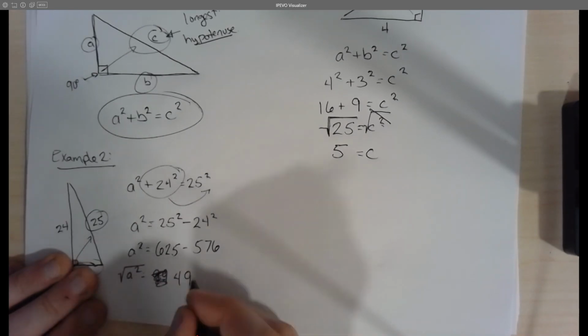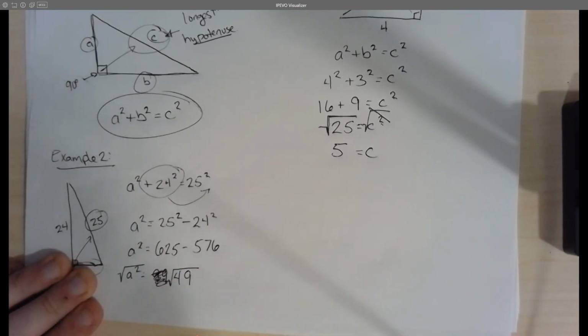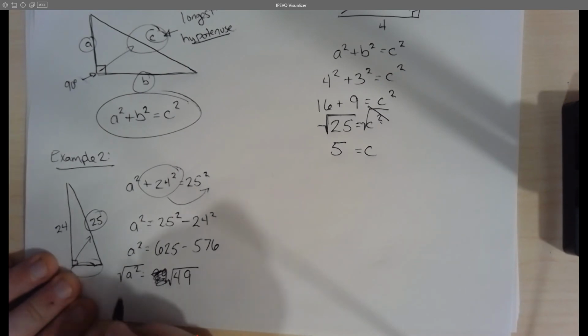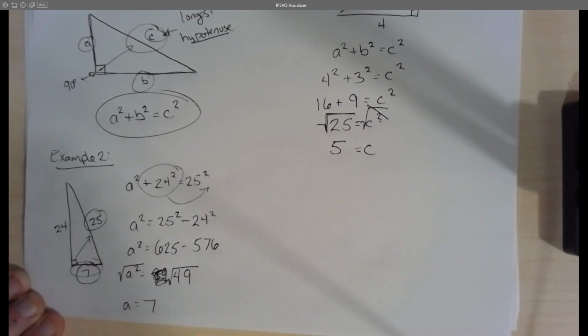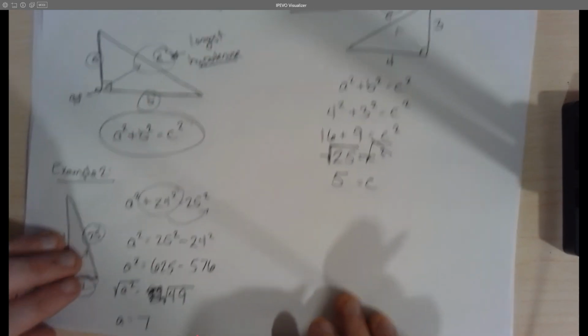And then the square root of that is going to be my A value, or my missing side length. And the square root of 49 is 7. So my missing side length here is 7, which is my answer here, my way of solving that particular question. Okay, let's go through example 3 now.